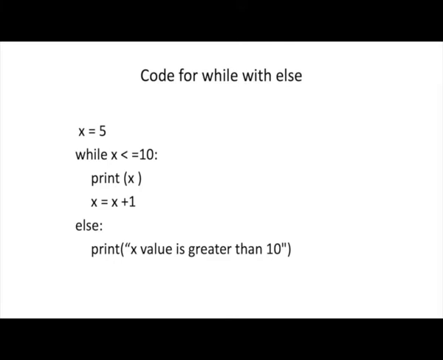Here you can see that we have a variable x which is assigned a value of 5, followed by a while construct which checks whether the value of x is less than or equal to 10. If it is, the value of x is printed and following that x is incremented. This while is followed by an else statement which prints x value is greater than 10. That statement is executed only when the condition of the while, that is x less than or equal to 10, is false.